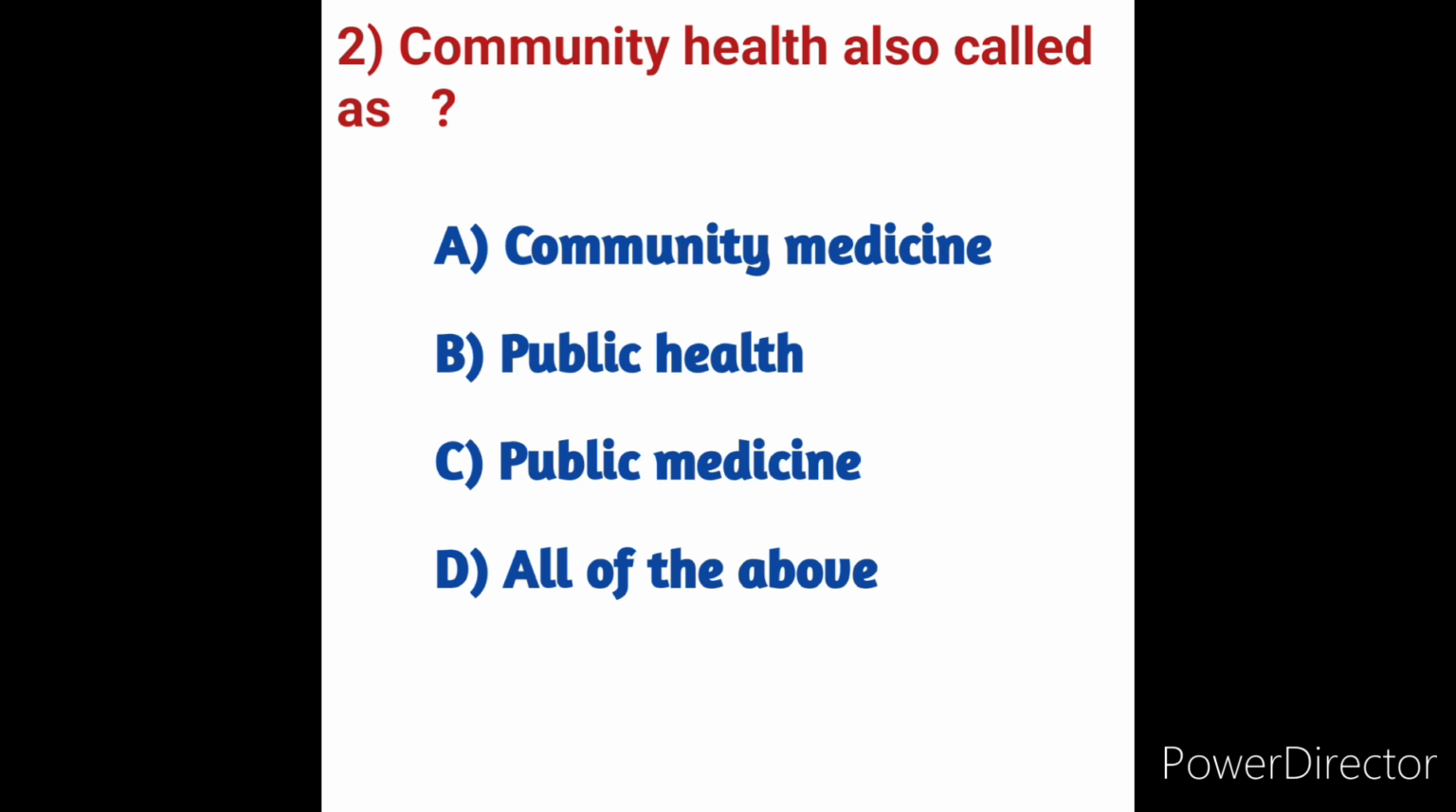Community health refers to simple health services that are delivered by laymen outside hospitals and clinics. Community health is also the subset of public health that is tied to and practiced by clinicians as part of their normal duties. Community health is actually considered as a subdiscipline of public health. Community health is also called community medicine, public health, public medicine. So here in these options, option D, all of the above, is the correct answer.